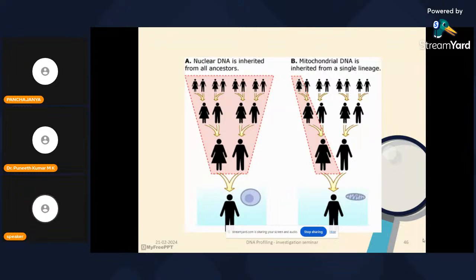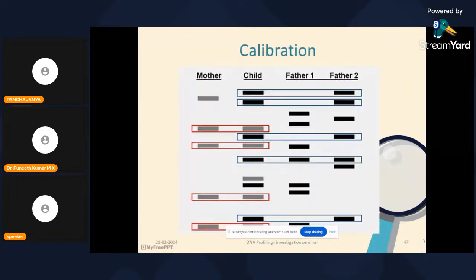That is mitochondrial DNA. The DNA which is present in the mitochondria is inherited from the mother only. Based on that, we can easily identify and solve many cases which have not been solved for many years. And in the calibration here, the patterns are there, where we can see the mother and child patterns compared to father one, father two, in any maternity disputes.